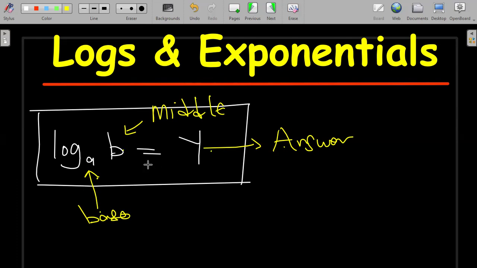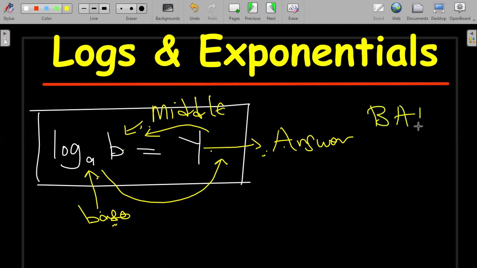When you are converting from the log form to the exponential, you actually use a mnemonic: base to the power answer is equal to what is in the middle. Or, simply, you can just say base power answer equals middle. So we are moving like this, from the base to the power answer is equal to what is in the middle. When we abbreviate that, we get BAM.